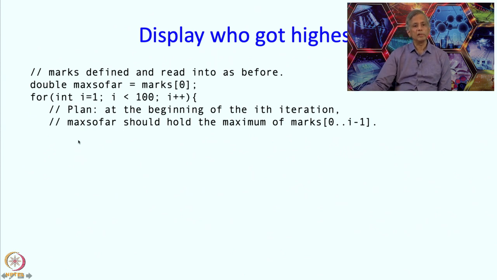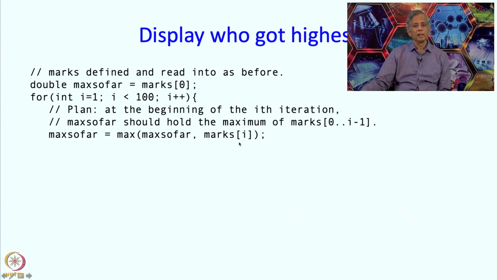Well, when we enter this loop, we know that max so far is the maximum amongst 0 through I minus 1. So if the next number, marks of I, is bigger than this, then our max should change. Otherwise, our max should be as before. So all that we need to do is to write max so far is the max of max so far, whatever we have seen so far, and whatever we see next, the next mark's value.